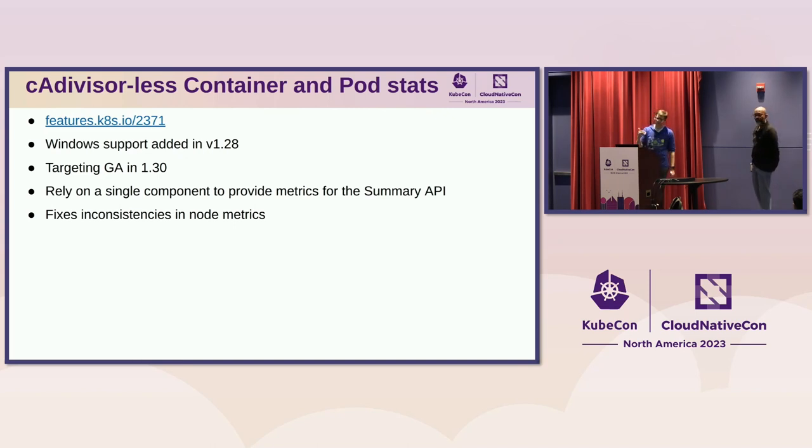So this KEP is really aimed to consolidate all this so there's a single source of truth for which metrics are being reported and where all the different higher-level components are getting the metrics from. Windows support was added for this in 1.28, which was released as part of the last release. It is still an alpha feature, so you can turn that on. But we're hoping that this fixes a lot of inconsistencies that have been reported over time around node metrics and those scaling workloads. And this is targeting GA in 1.30, where it will be widely available, because I know some cloud providers tend to not enable different features until things reach stable.